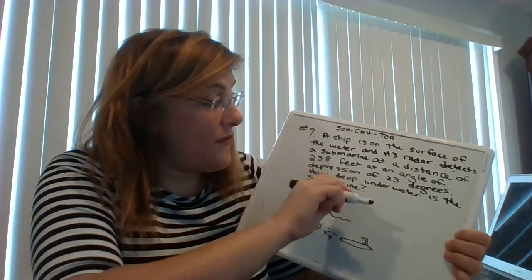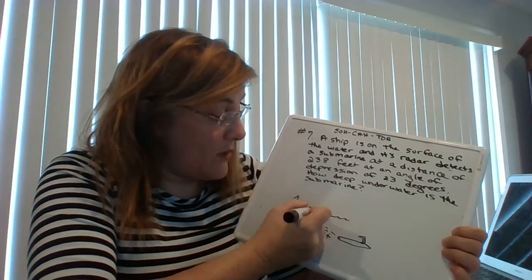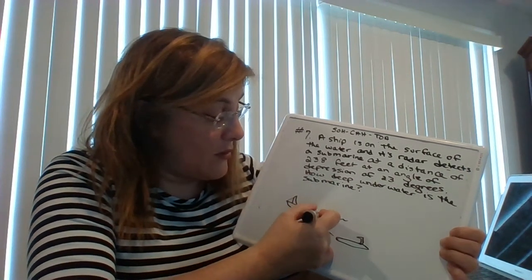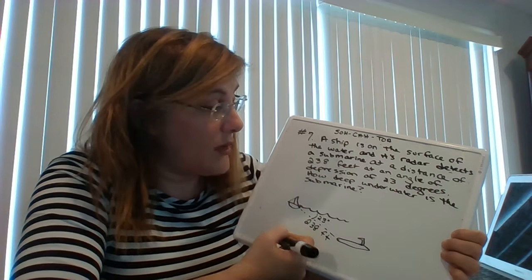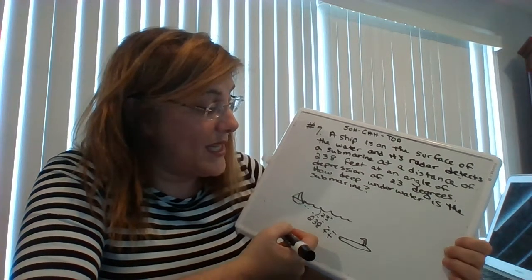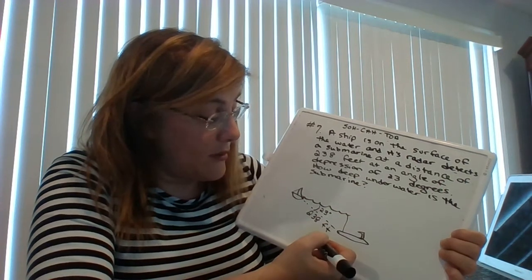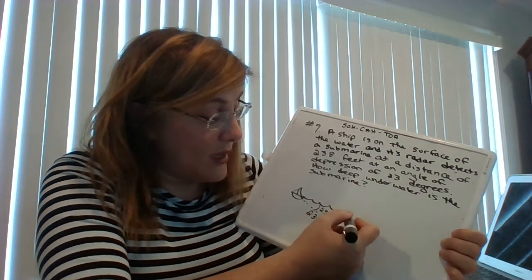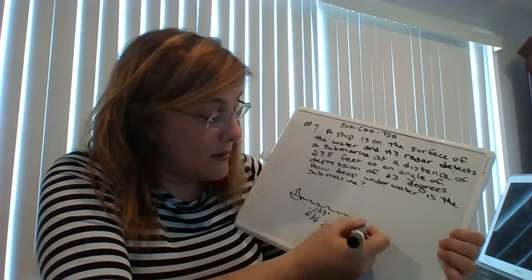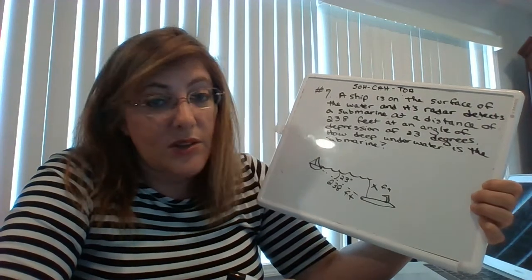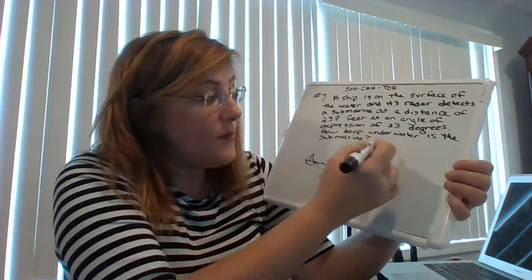At an angle of depression of 23 degrees. So that means this angle going down here, 23 degrees. How deep underwater is the submarine? How deep? Right there, meaning what is that distance? Do we see that picture? I'm going to draw it a little clearer.